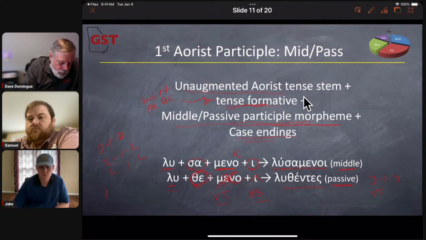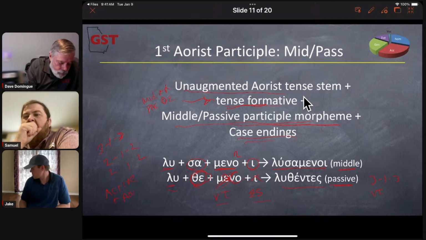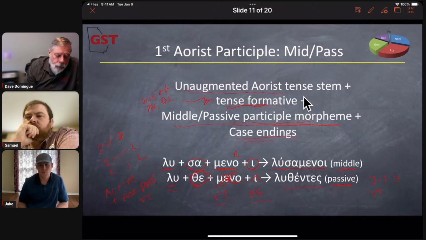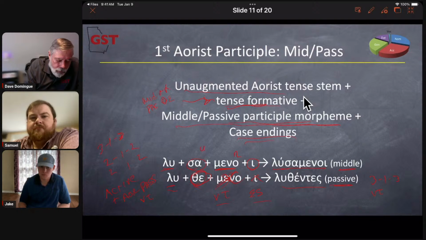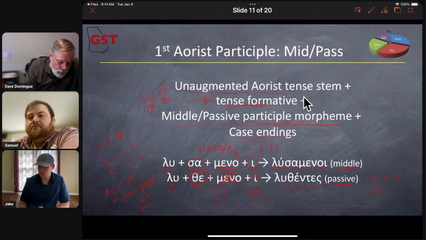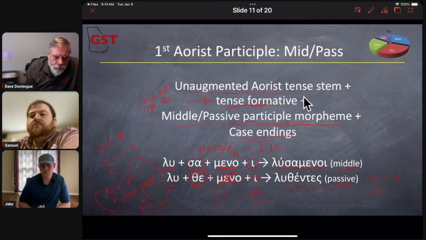Here's the key. Active voices plus the aorist passive have the nu tau. All other middle and middle passive voices, we use the meno, mene, or menon, and we have a 2-1-2 declension pattern, where this has a 3-1-3 declension pattern. If you know those two things, you can figure them all out. Okay, that make sense? All right.